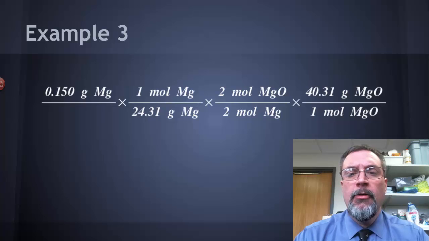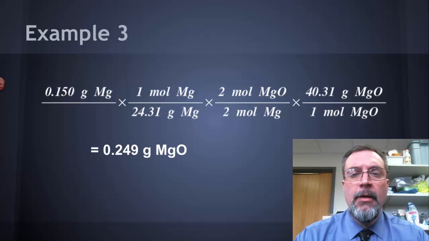Okay, so I multiply across the tops, 0.150 times 1 times 2 times 40.31, multiply across the bottom, 24.31 times 2, and then divide. Keep the same number of significant figures as the given, the 0.150 grams, so I get 0.249 grams of MgO. Okay?